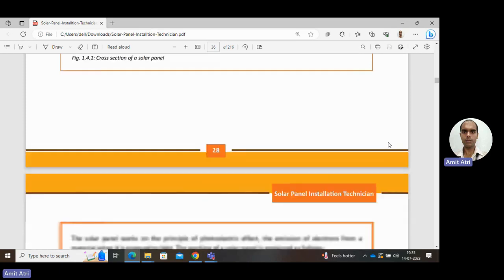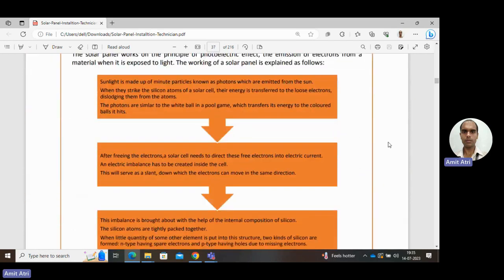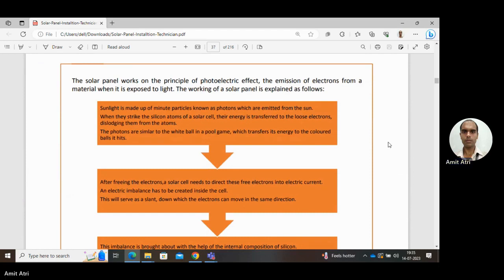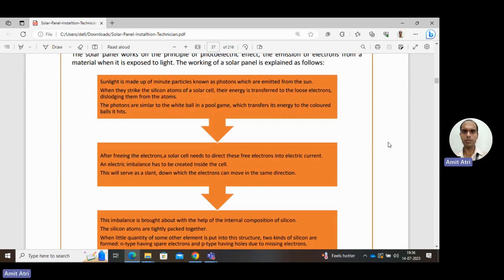Now, step by step, we will discuss how this solar cell works. The solar cell works on the principle of the photoelectric effect. That is the emission of electrons from a material when it is exposed to light. The sunlight is made up of minute particles known as photons, which are emitted from the sun. When they strike the silicon atoms of a solar cell, their energy is transferred to the loose electrons, dislodging them from the atoms.